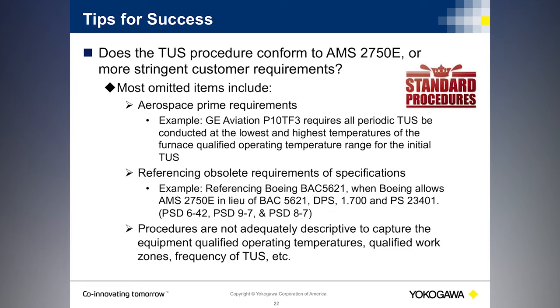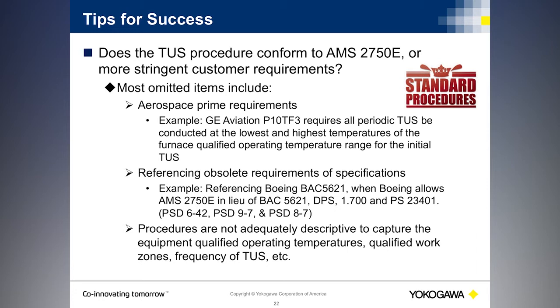Also, does the TUS procedure conform to the requirements of 2750 or more stringent customer requirements? Again, some of the most omitted items are aerospace prime requirements, such as, an example here, P10 TF3, which requires all periodic TUSs to be conducted at the lowest and highest temperatures of a furnace qualified operating range. In other words, this is an initial survey, and they basically require an initial survey every time if you're processing for GE Aviation. Their furnaces require an initial survey that covers the high and low of each of your qualified operating ranges.